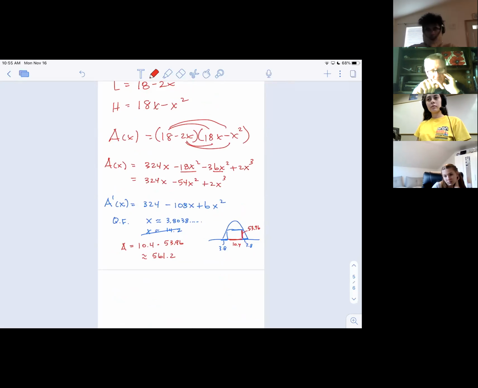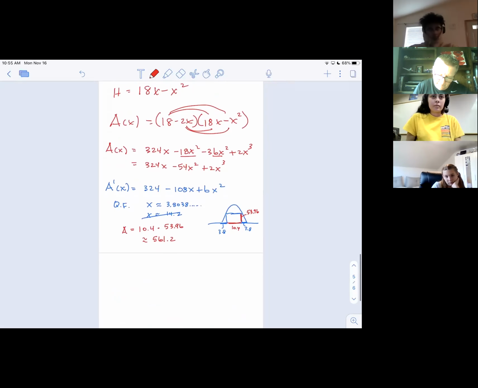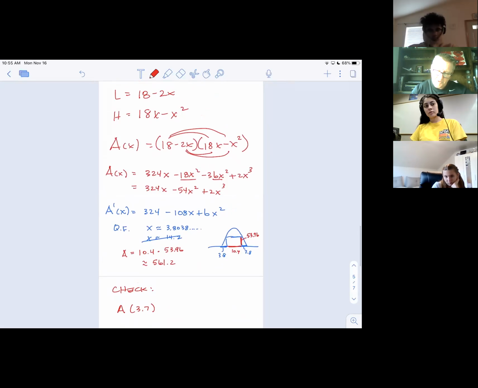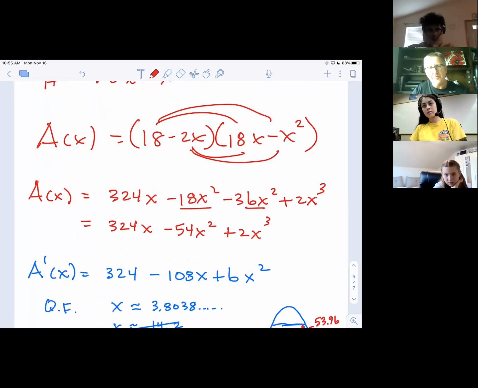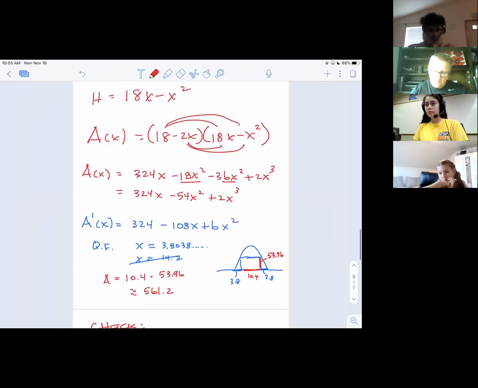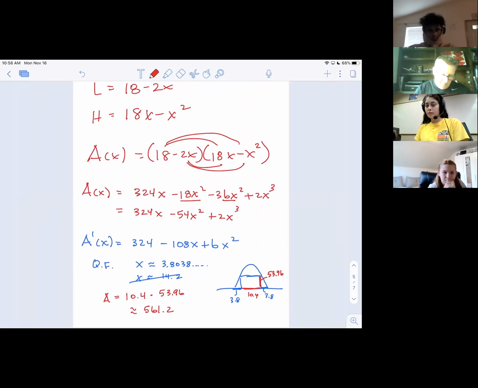3.7? Actually, maybe I'll do this really quick just because it might be worth your thinking. I'll say check. Find the area as a function of 3.7. Remember, I have this equation, either of these two red equations to look at. All I have to do is throw 3.7 in there to see what my area is. So I'm going to just type the parentheses version. I'm going to say parenthesis 18 minus 2 times 3.7, close parenthesis, open parenthesis, 18 times 3.7 minus 3.7 squared.